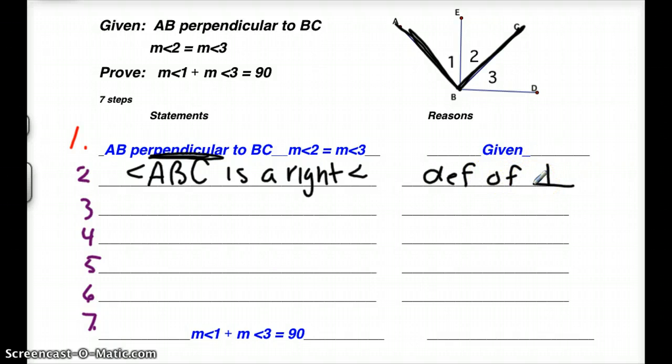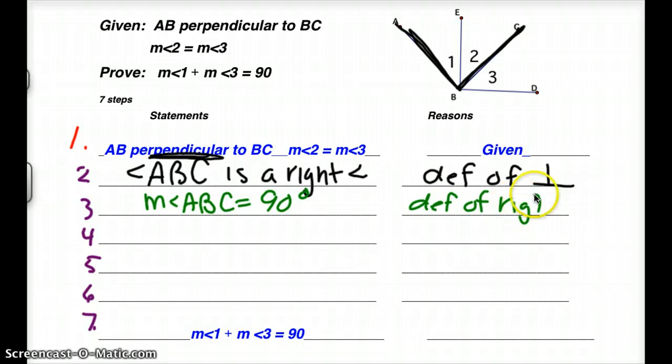What is a right angle? A right angle is a 90-degree angle. So my next step would be measure of ABC equals 90 degrees. Definition of right angle. At this point now, I'm happy because as I'm looking here, I'm lining things up. Here's 90 degrees and there's 90 degrees. So this is working out okay for me.